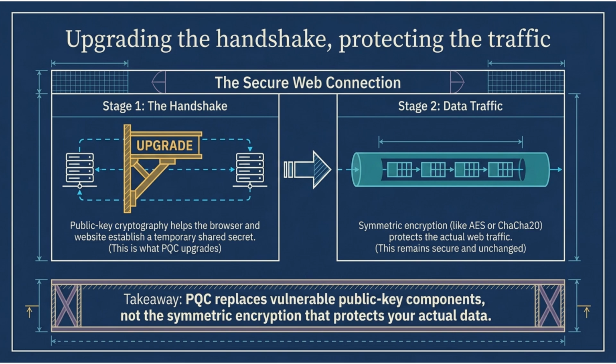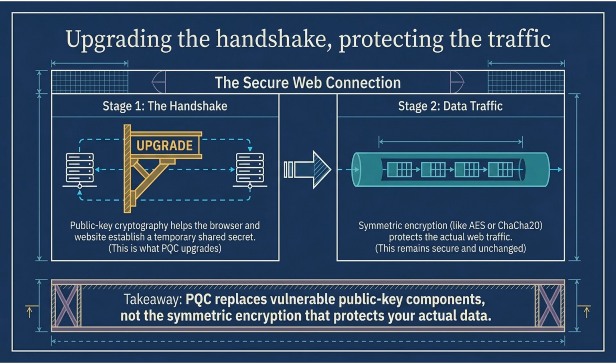This schematic breaks down a secure web connection into two distinct stages, the handshake and the data traffic. Stage 1, the handshake, is typically managed by Transport Layer Security, or TLS, which is the protocol that secures your web connections. In this stage, public key cryptography helps a browser and a website establish a temporary shared secret. This is precisely what post-quantum cryptography replaces.